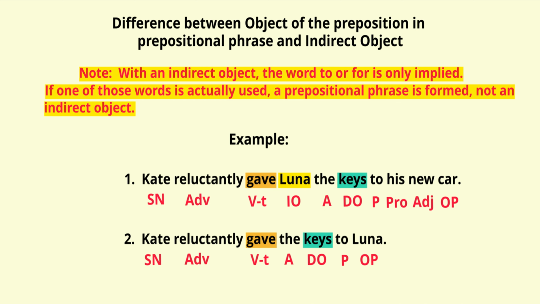But you got a preposition after keys. To is the preposition. And when you get a noun after the preposition, that would directly become an object of the preposition, and it is not an indirect object anymore. So to Luna would be the prepositional phrase, and to is the preposition, and Luna is the object of the preposition. Did you see the difference here?